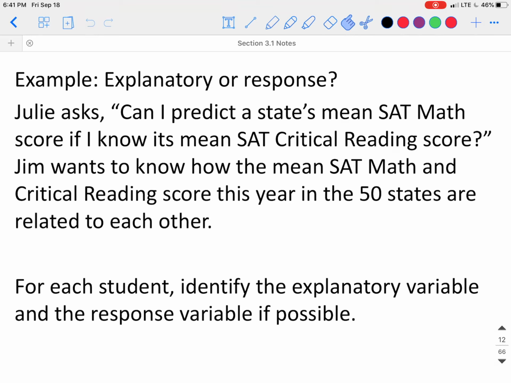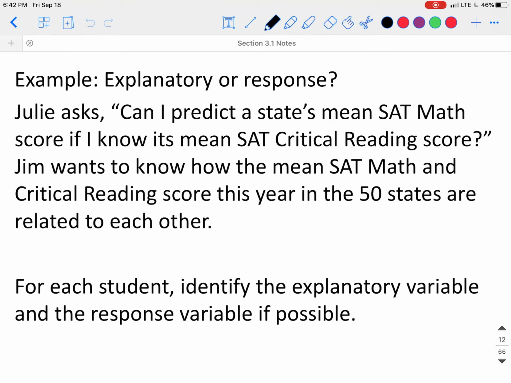Julie asked, "Can I predict a state's mean SAT score if I know its mean SAT critical reading score?" Jim wants to know how the mean SAT math and the critical reading scores this year in the 50 states are related to each other. So for each of these students, we need to identify the explanatory and the response variables.